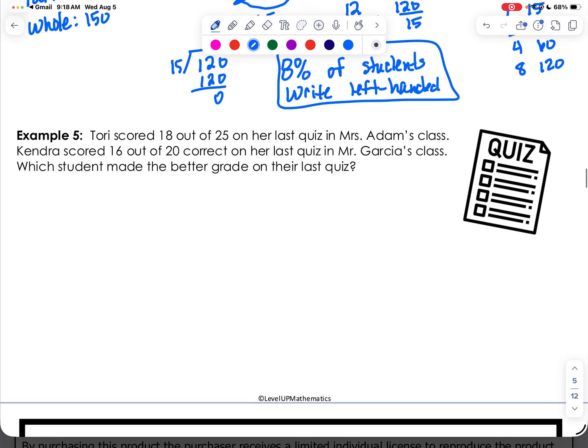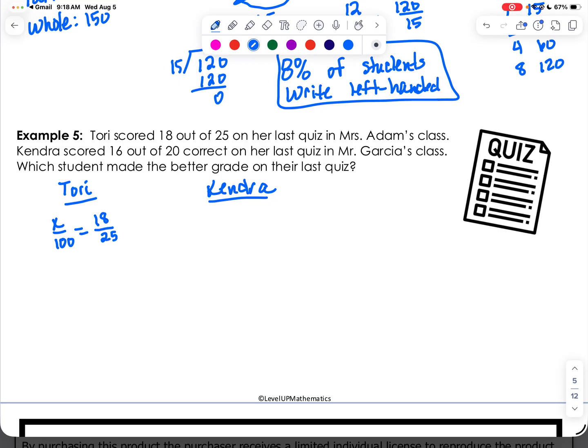All right, example 5. Tori scored 18 out of 25 on her last math quiz in Miss Adams' class. Kendra scored 16 out of 20 on her last quiz in Mr. Garcia's class. Which student made the better grade on their last quiz? So what we're going to do is figure out Tori's grade and then figure out Kendra's grade. Okay. So it said Tori scored 18 out of 25. So our percent proportion would be x over 100 equals 18 over 25.